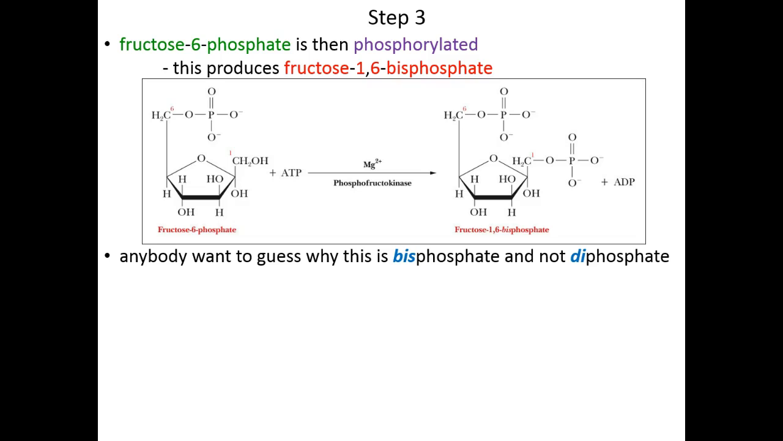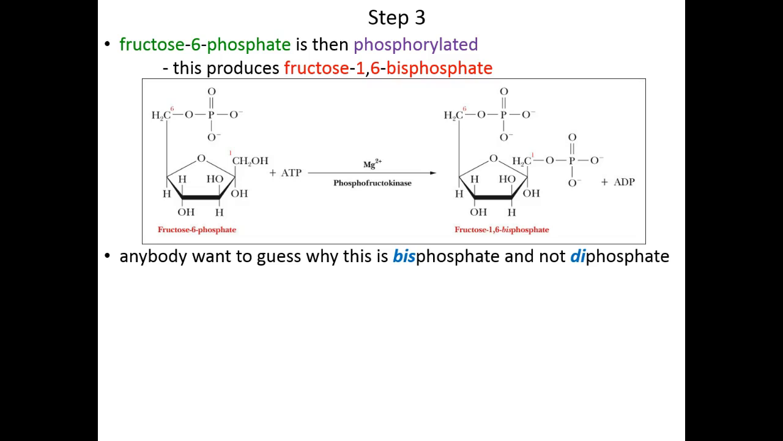Anybody want to guess why this is fructose 1,6-bisphosphate and not fructose 1,6-diphosphate? It's adenosine diphosphate. Why are we saying bis all of a sudden? There are 2 phosphates on this molecule. Why don't we just call it diphosphate? Anybody want to take a guess?